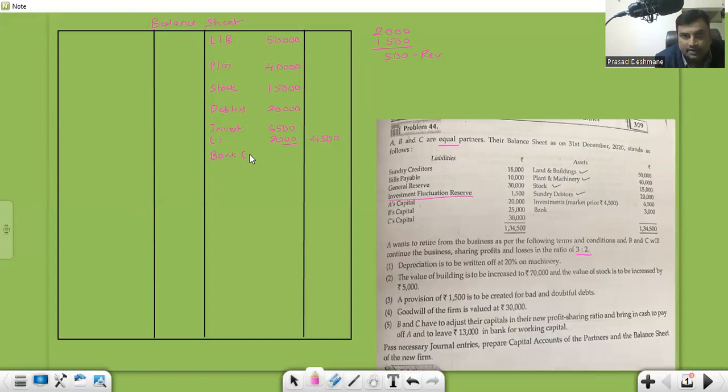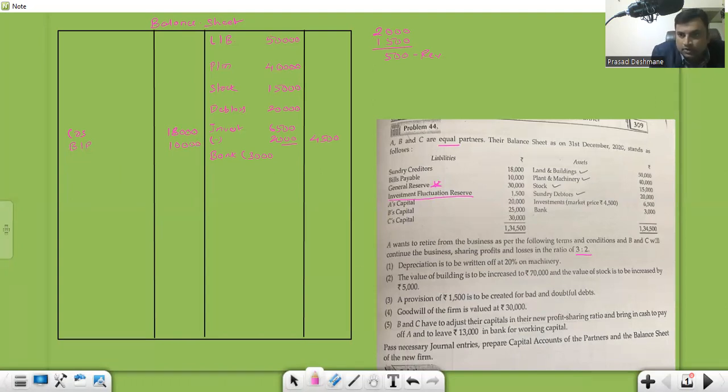Bank balance we always write inside whenever there's an adjustment of capital. Asset side is completed. Now liability side, leave 3-4 lines for capital. Creditors 18,000. Bills payable 10,000. General reserve we distribute, right? General reserve we always distribute. IFR also we distribute, but IFR is now done because that IFR is utilized to cover the loss of investment. So that's why we are not distributing the IFR.